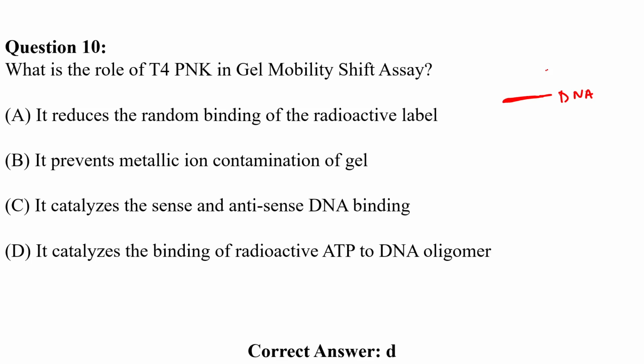Right? So to study this DNA protein interaction, first we have to label this DNA so that we can visualize it on autoradiograph. Then we will have the protein molecules bound to the DNA, and then we will see how the binding of protein to the DNA is affecting its electrophoretic mobility. So the first step, where we have to label the DNA with radioactive phosphate, we use T4 PNK. What is T4 PNK? It is polynucleotide kinase.